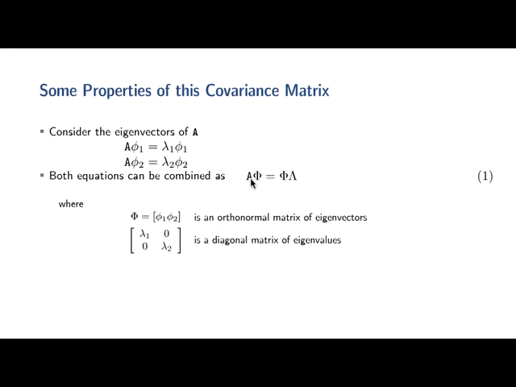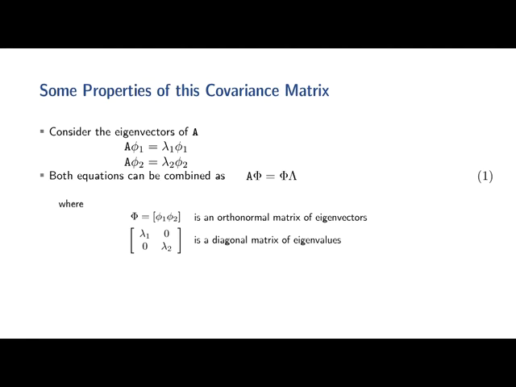Where phi is an orthonormal matrix of eigenvectors. Why do I say that? Eigenvectors do not necessarily have to be orthonormal. Well, one thing, they don't have to be normal. Their length could be longer than one.